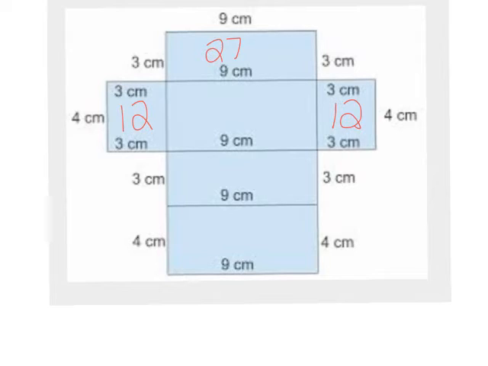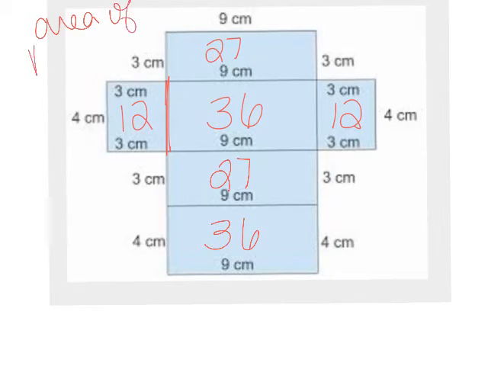All right, let's go underneath the 27. That's 9 by 4. This right here is 4. 9 times 4 is 36. Underneath of that is 9 times 3 again, which is 27. And then underneath that is 9 times 4, which is 36. Remember, area of the rectangle is equal to length times width. So over here we did 9 times 3, 9 times 4, 9 times 3, and 9 times 4, and these were both 4 times 3.